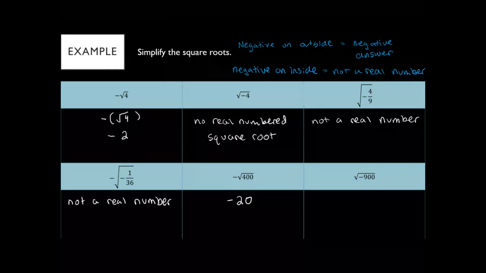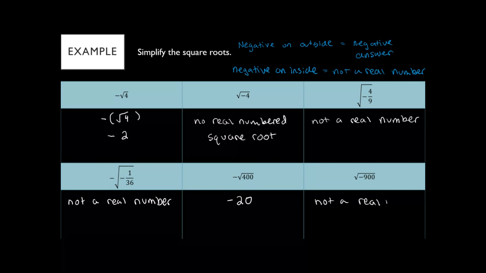And then on the right, we have the square root of -900. The negative is inside that square root again. So again, this is not a real number because it's on the inside.